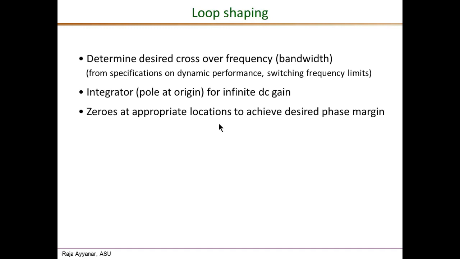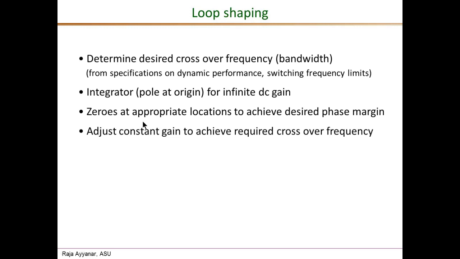Then to achieve the desired phase margin, we will see that at the crossover frequency, the phase of the loop gain without the controller zeros would have a phase lag more than what is required based on the phase margin consideration. So we will have to add zeros at appropriate frequencies, appropriate locations, to boost the phase so that we have the required phase margin, and that is part of the controller design.